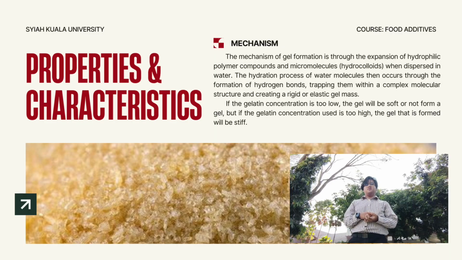Okay, next let's talk about the mechanism of gel. The mechanism of gel formation is through the expansion of hydrophilic polymer compounds in macromolecules such as hydrocolloids when dispersed in water. The hydration process of water molecules then occurs through the formation of hydrogen bonds, trapping them within a complex molecular structure and creating a rigid or elastic gel mass. If the gelatin concentration is too low, the gel will be soft or not form a gel. But if the gelatin concentration used is too high, the gel that is formed will be stiff.